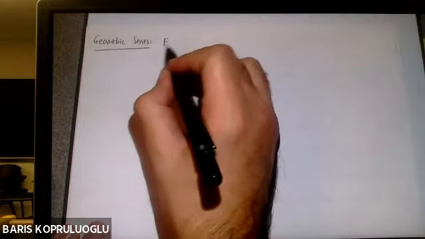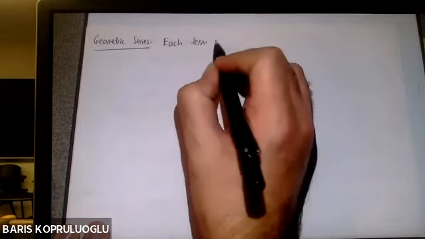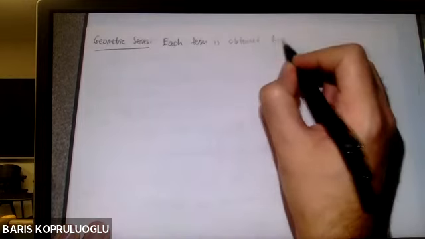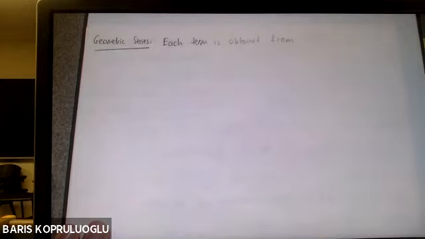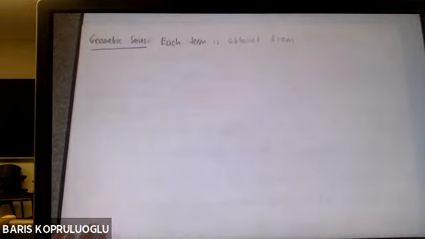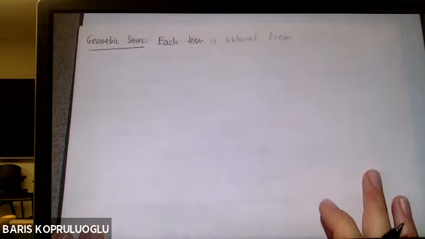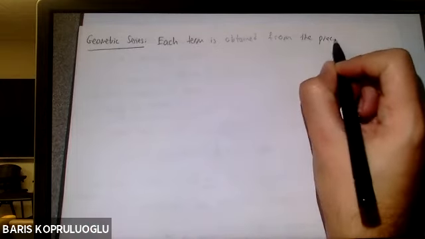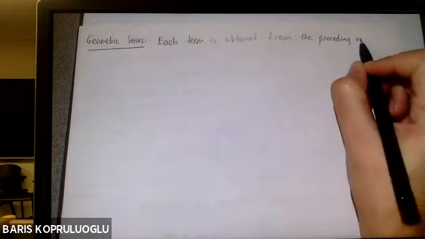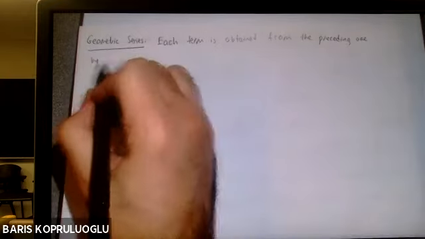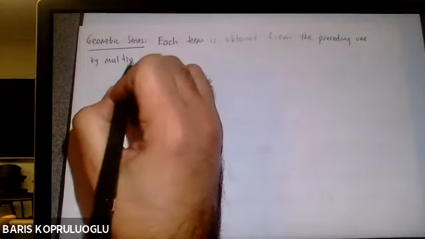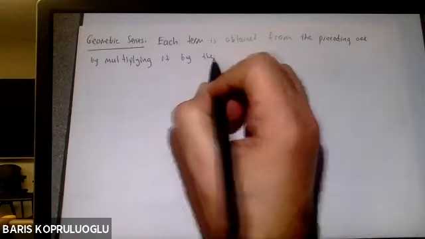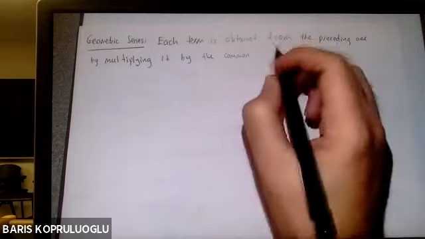Each term is obtained from the preceding one by multiplying it by the common ratio r, and I'll explain what it means.